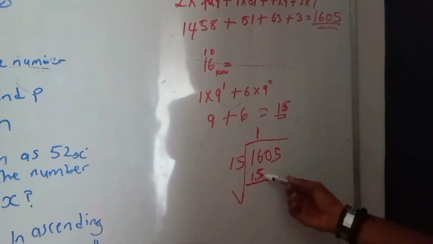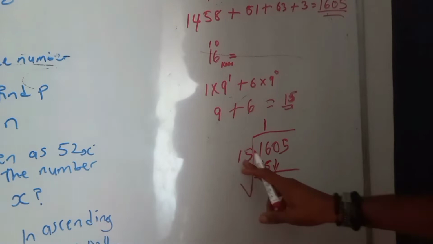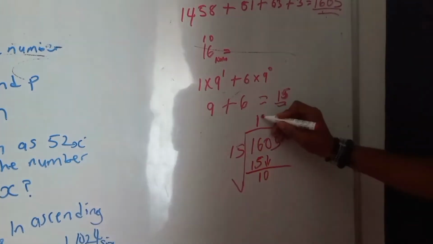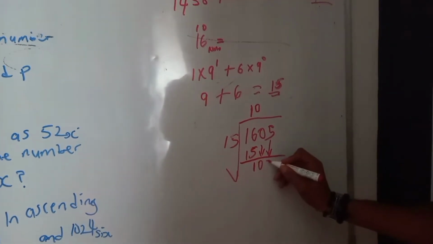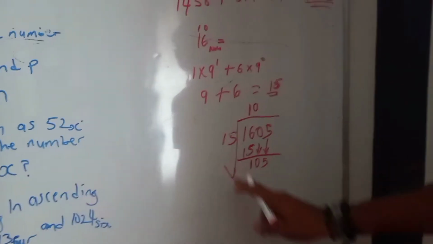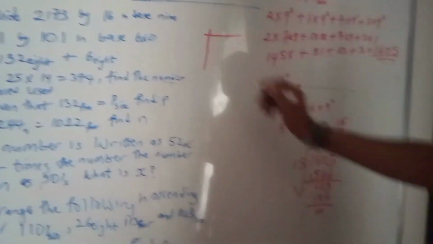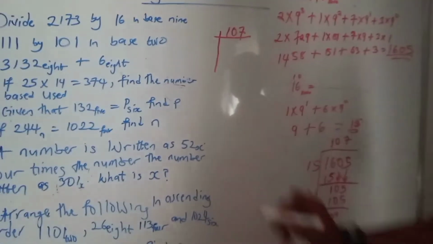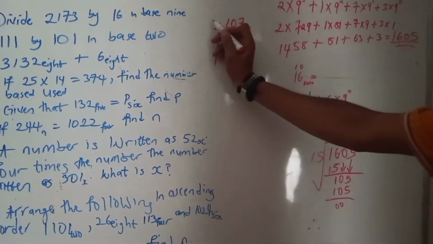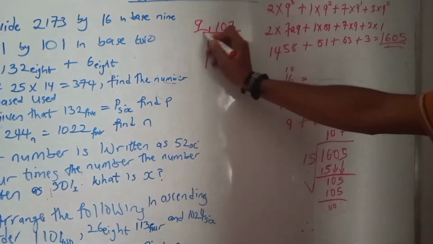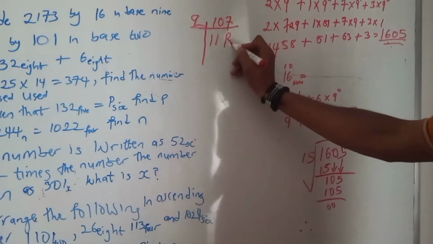So 16 minus 15 is 1. Bring down your 0, that is 10. 15 can go into 10, it can go 0 times. Drop the 5 down, that is 105. So 15 going into 105, how many times? 7 times. So 7 times 15 is 105. Remember, since you divide 2173 by 16 in base 9, we convert back to base 9. So 9 goes into 107 how many times? It's 11 times. Remember 8.